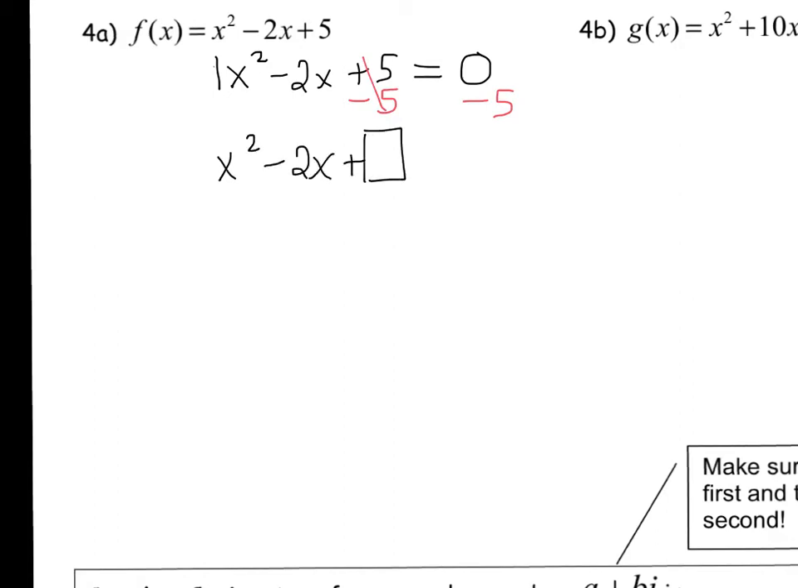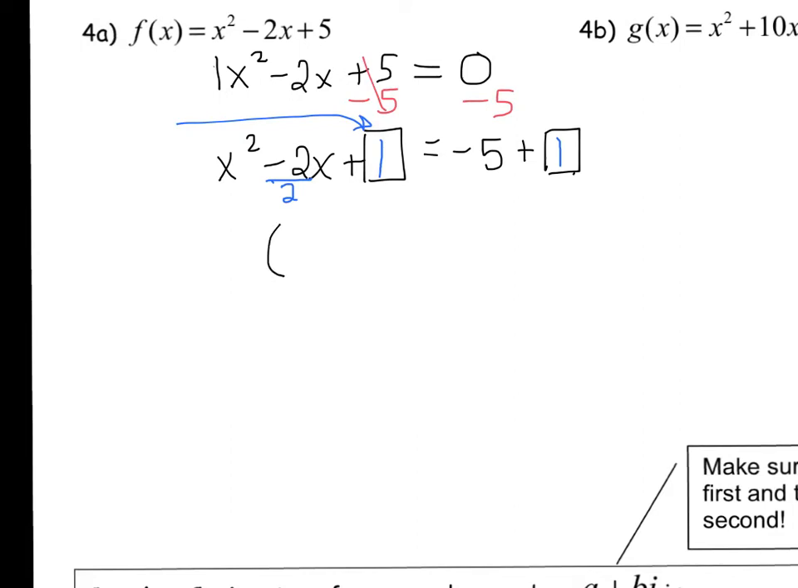I'm going to leave a space for the perfect square that we're about to complete. 0 minus 5 is -5, and if I add a square on the left, I have to add a square on the right. So what are we going to put inside the square? We take b, which is -2, divide it by 2, which is -1, and square it. -1 squared is 1. So we're going to add 1 on both sides.